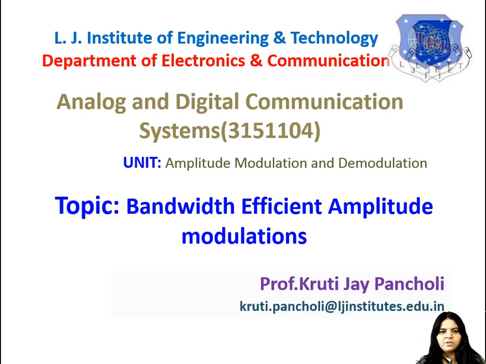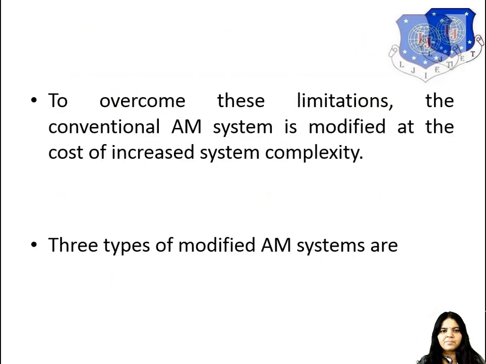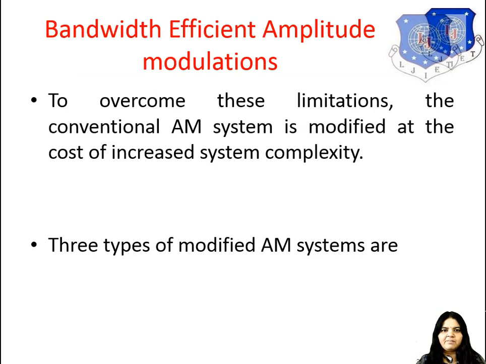From this video, you will learn about bandwidth efficient amplitude modulations. As we know, the frequency spectrum of the AM wave consists of carrier and two sidebands. The disadvantage is that we need to transmit more power, and the cost of the system can also increase.